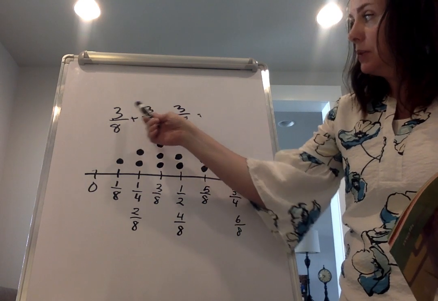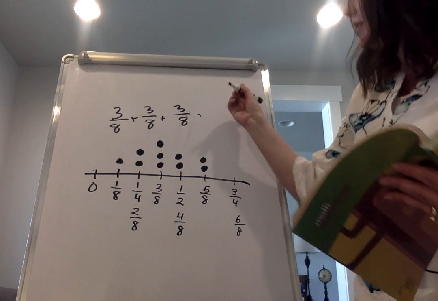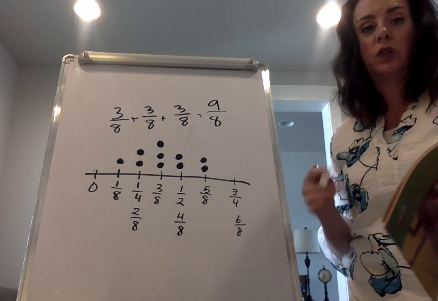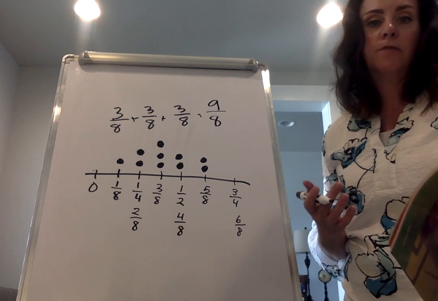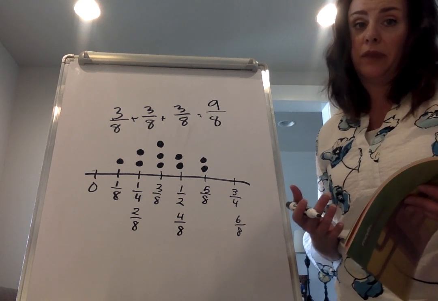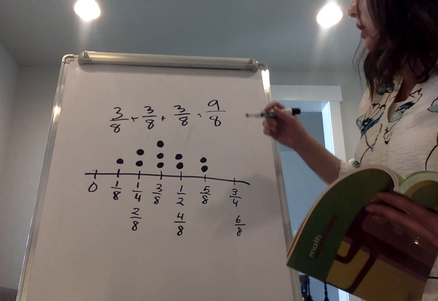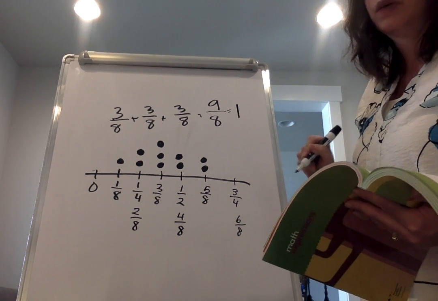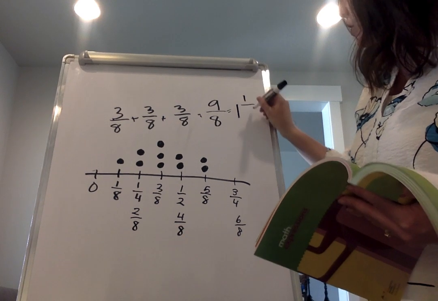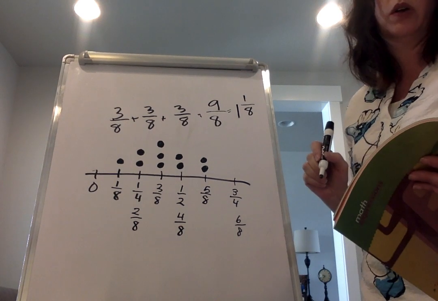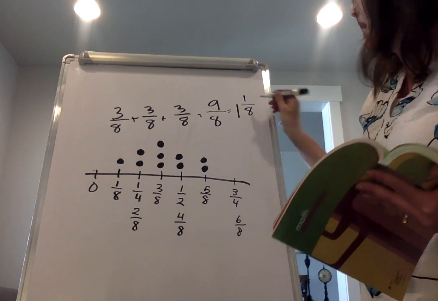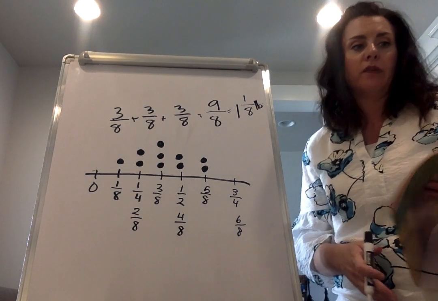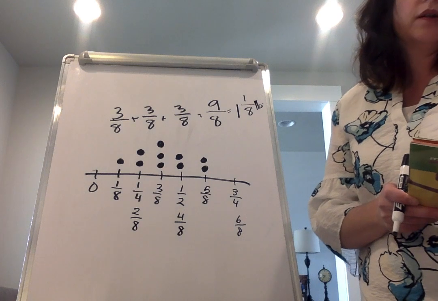So we've got 3 plus 3 is 6, plus 3 is 9. Keep that same denominator, 9/8 of a pound. We don't want to leave it as an improper fraction. Let's turn it into a mixed number. So 8 goes into 9 one time with 1 left over, and we keep the same denominator. So 1 1/8 of a pound. Don't forget that label. 1 1/8 of a pound. That's what we're looking at for number 4.